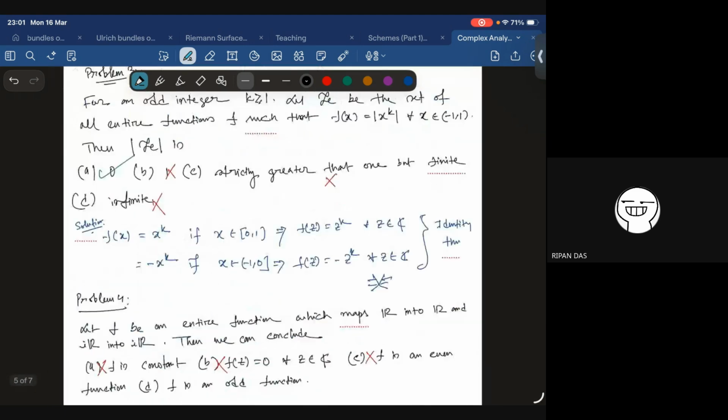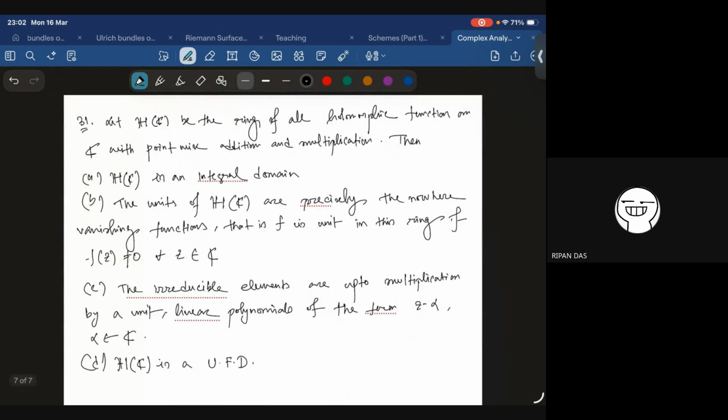I am choosing these problems from my collection. This is the number 31 in my collection, not in the book.